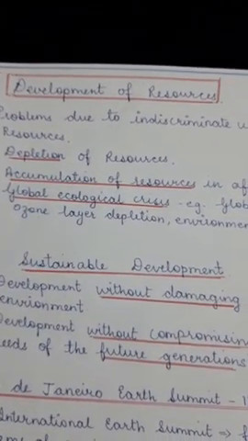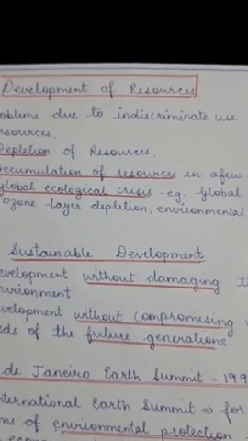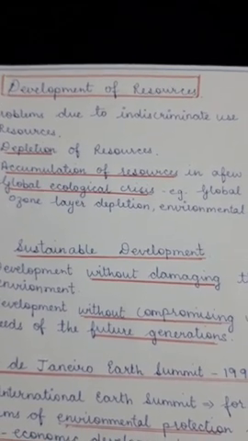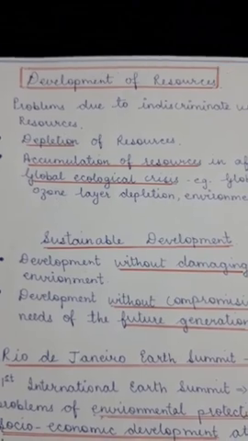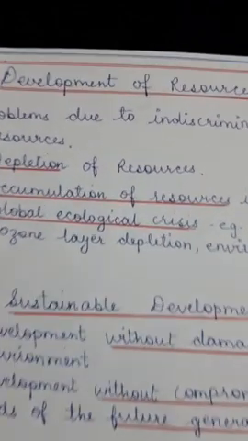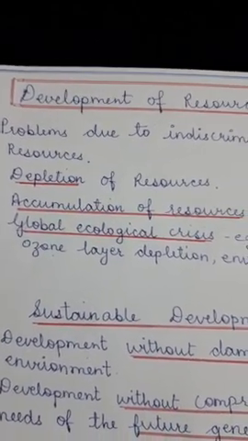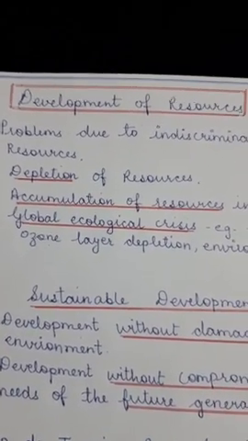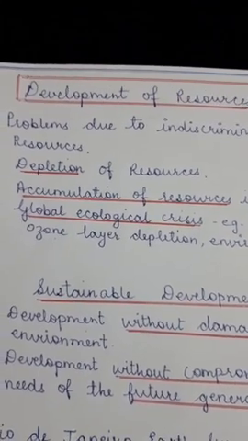What problems can arise when we use resources without thinking and without giving a care to the environment. First of all, the problem that may arise due to indiscriminate use of resources is depletion of resources. Depletion of resources means the resources are becoming lesser and lesser. We are using most of them up. And that may lead to scarcity of resources in the future.